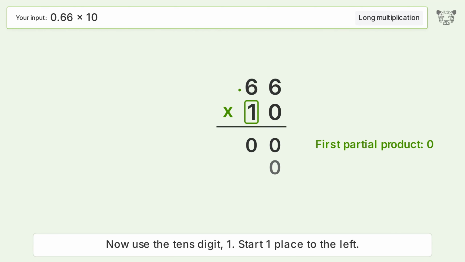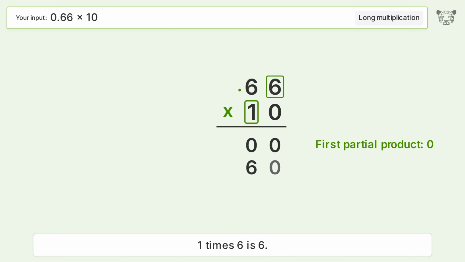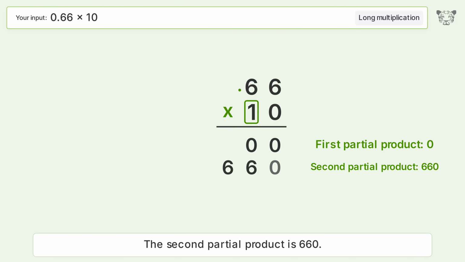Now use the tens digit, 1. Start one place to the left. 1 times 6 is 6. 1 times 6 is 6. The second partial product is 660.